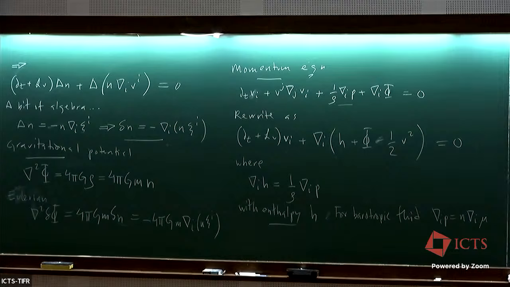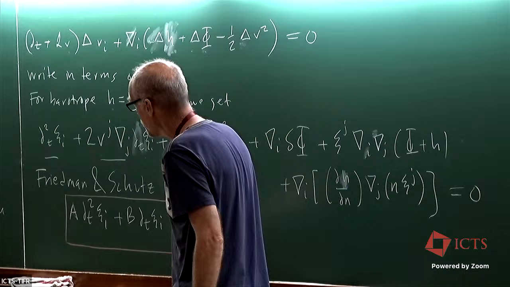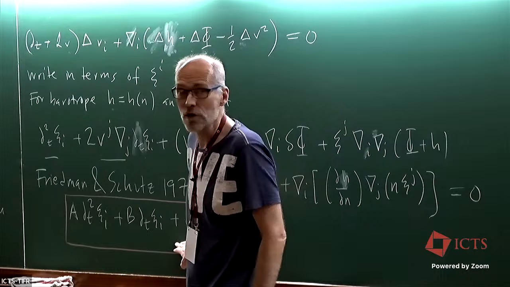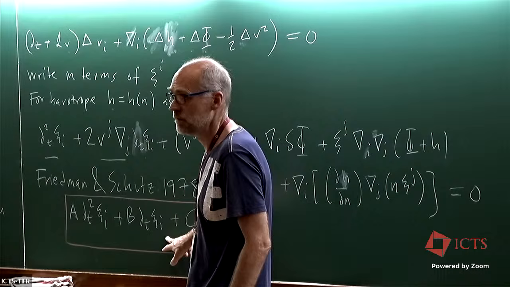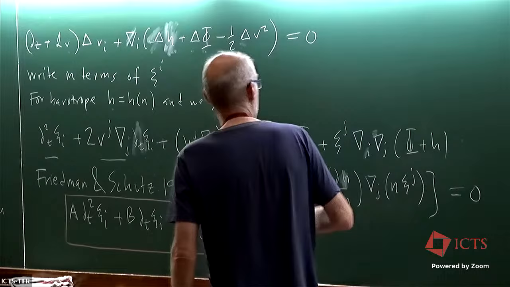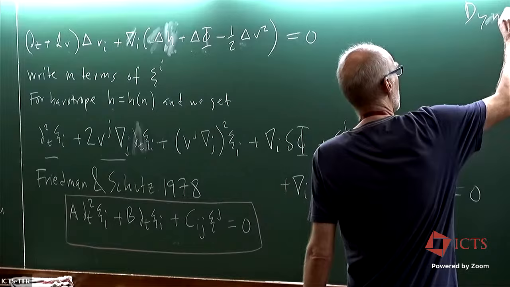So keep this in mind, because what we're going to do now is, today, we're going to do an application of this. And tomorrow, we're going to use this to carry out the Friedmann-Schutz proof from 1978 that rotating stars are unstable. Okay? The calculations use the same ingredients, but the calculation I'm going to do now is on what's called dynamical tides.